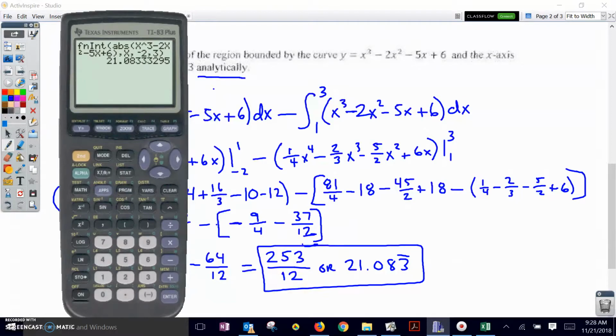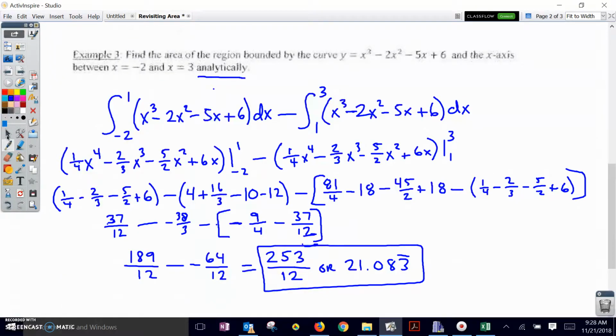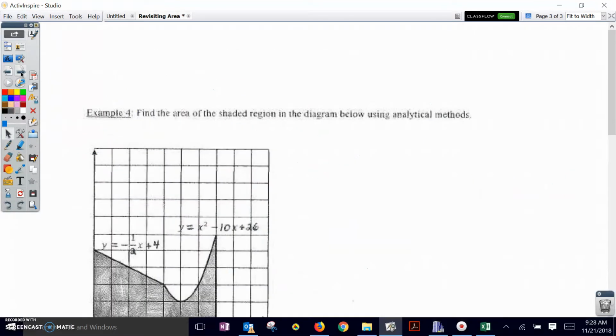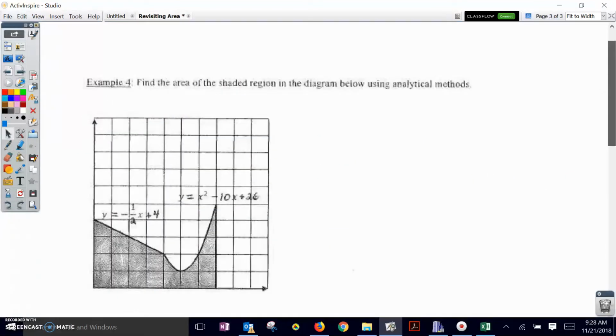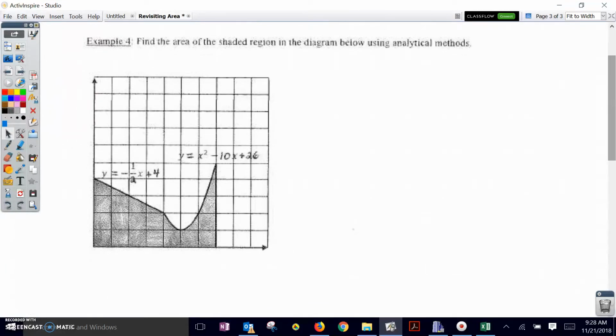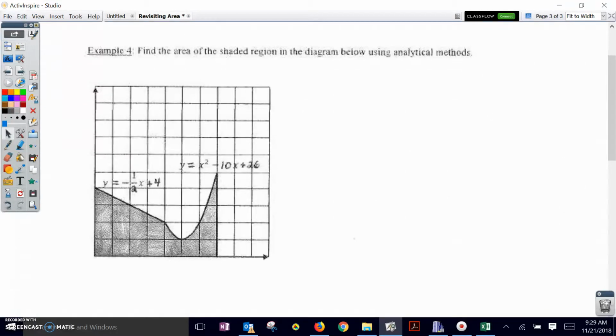My calculations were solid. Alright, let's go ahead and move on to examples 4 and 5. Example 4. We're supposed to find the area of the shaded region in the diagram below using analytical methods. Well, notice what we've got in our shaded region. We've got one region that's bounded above by the line y equals negative 1/2 x plus 4, and the other region that's bounded above by the parabola.